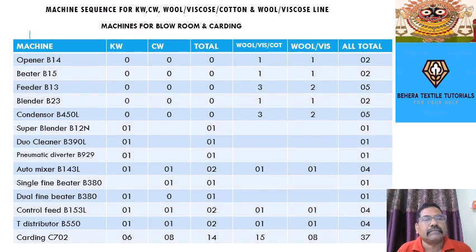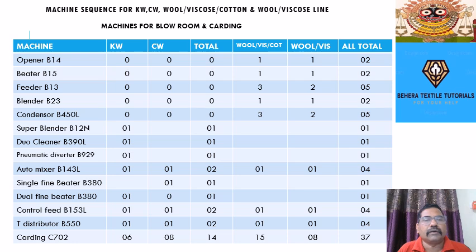And this is the machine sequence for a 64,000 spindle capacity, total 3 4 lines, and you can produce carded work, combed work, and wool viscose cotton blend. You can see in the table KW, CW: this is 100% cotton, then wool viscose cotton blend, then wool viscose blend 50-50, and this is wool viscose cotton 40 30 30. So all total this is the machine sequence.